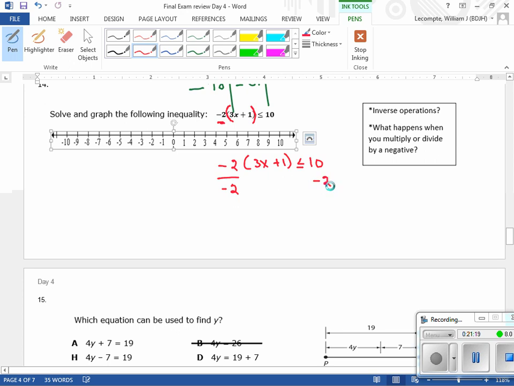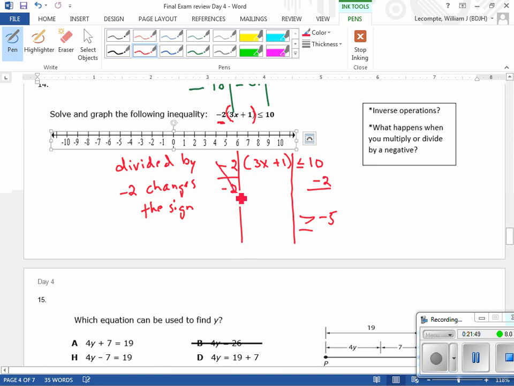So divide by negative 2 changes the sign. And so now I have a greater than or equal to. And 10 divided by negative 2 is negative 5. Right? And then I can isolate this down. This goes away. And now I have 3x plus 1 is greater than or equal to a negative 5.